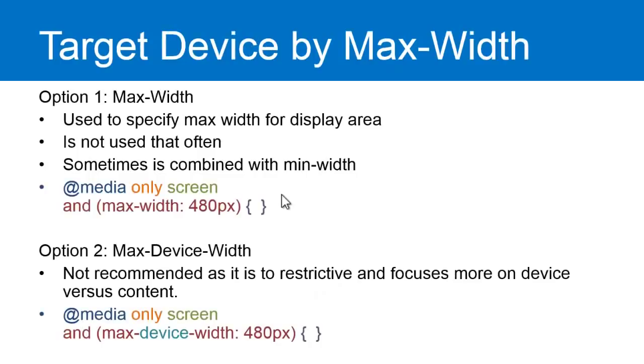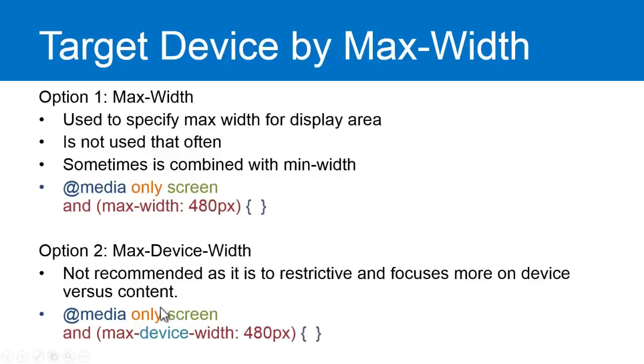So to target a device by max width, what you would do in your CSS file is basically have your @media only screen, and then have your max width and a certain amount. So it could be 320px, 1024. This is basically saying that when a device hits a max width of 480, then display everything up until 480 pixels. And again, this is something you could use mainly on desktops, working from the large screen down.